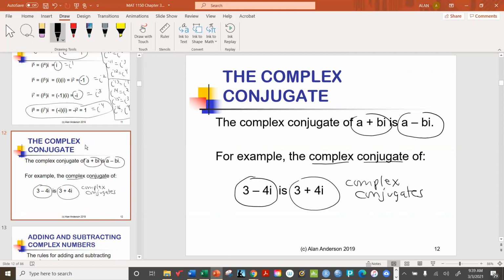Because they're the same thing except one is positive and one is negative. So we'll save this one. There's going to come a point when this is going to come in handy. So for now, let's just note this terminology. When you see these words again, complex conjugate, you know what they're referring to.